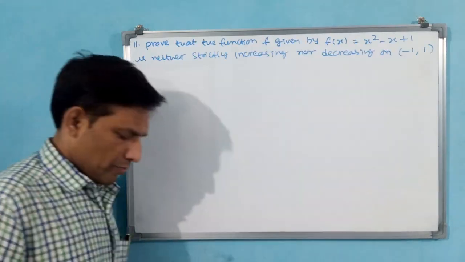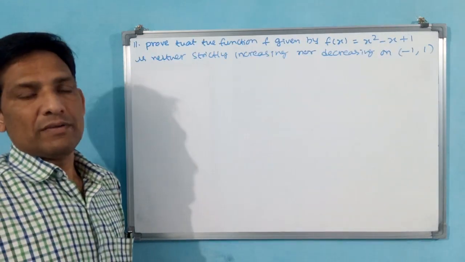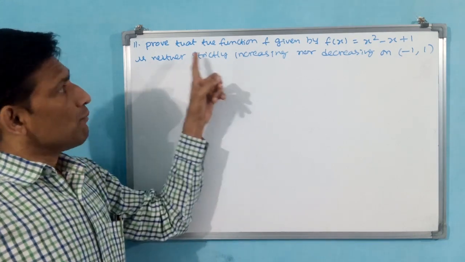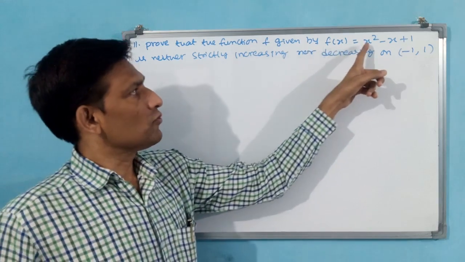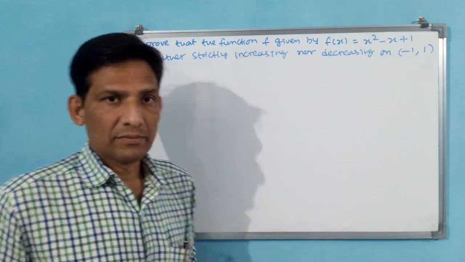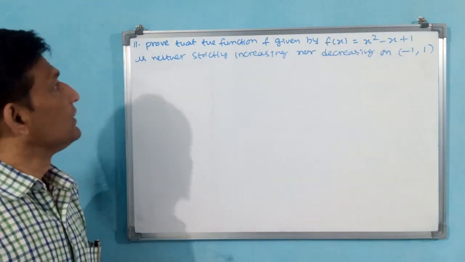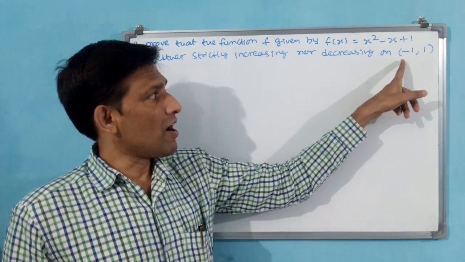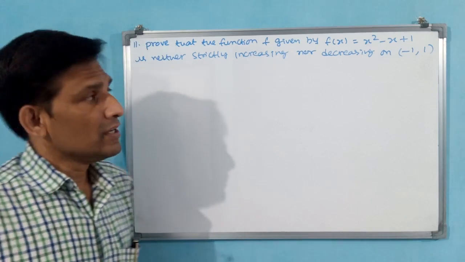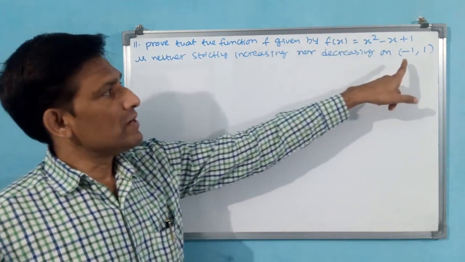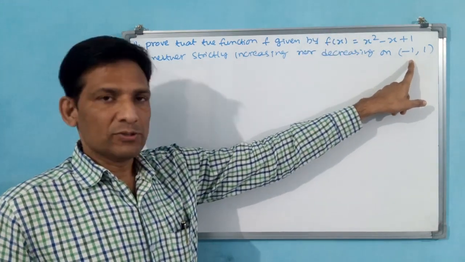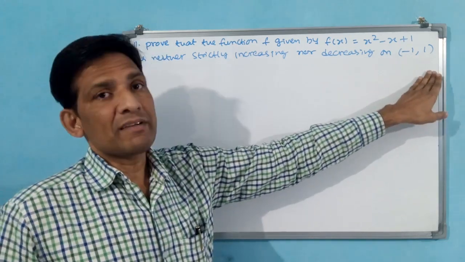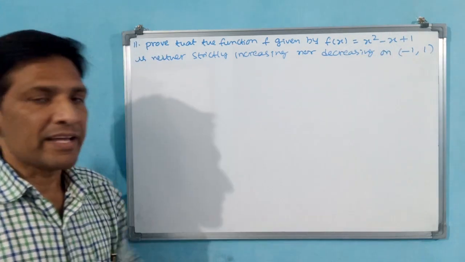Let us go for the 11th question. See the 11th question they have given. Prove that the function f of x is equal to x square minus x plus 1 is neither strictly increasing nor decreasing on minus 1 to 1. They have given the function and the domain, the interval. But in this interval, you have to show the function is neither increasing nor decreasing.